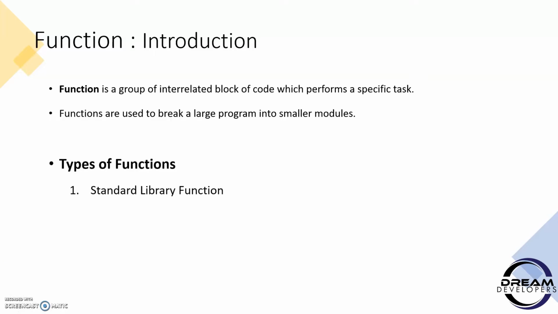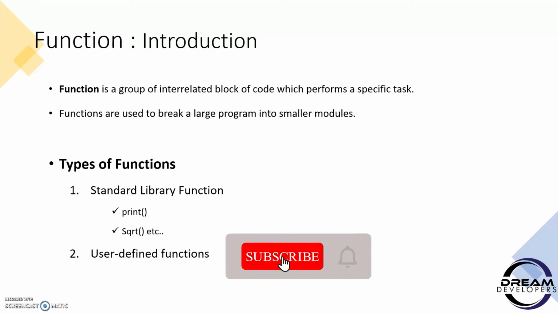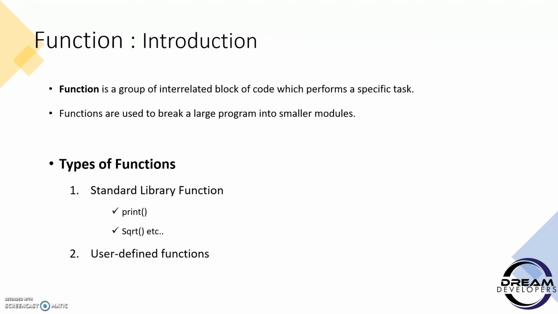In Kotlin, there are two types of functions: standard library function and user-defined function. Standard library function is a predefined function like print and square function, and we can also define a function on our own using the fun keyword. So let's move to our IntelliJ IDE and see the example of standard library function.